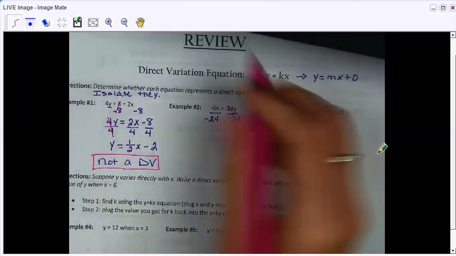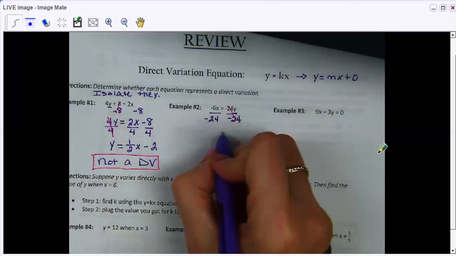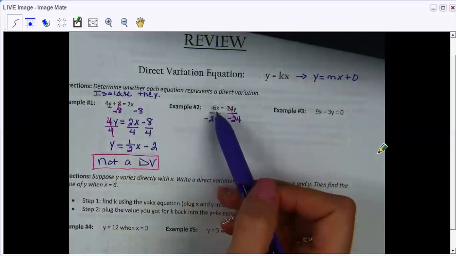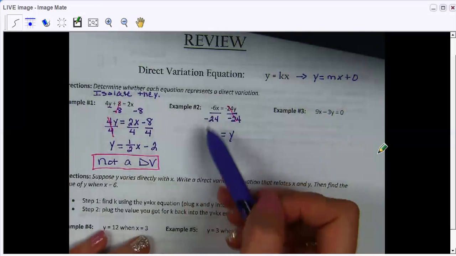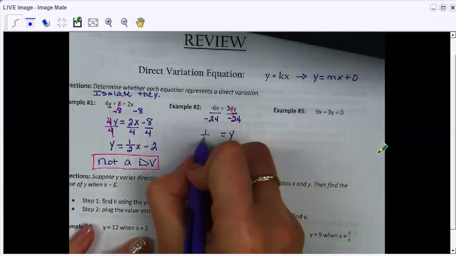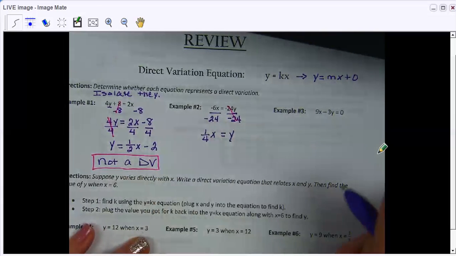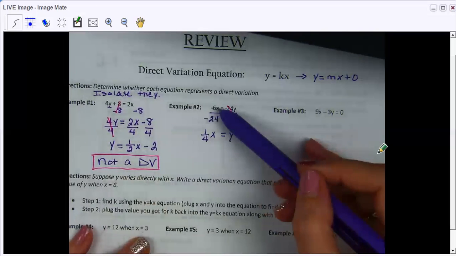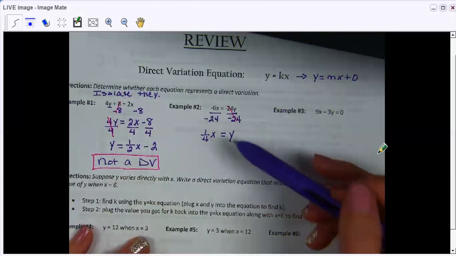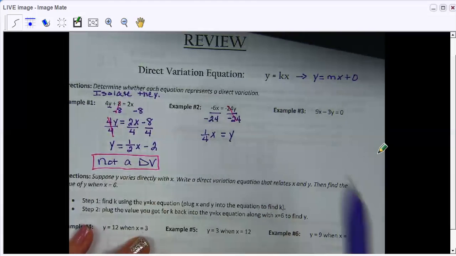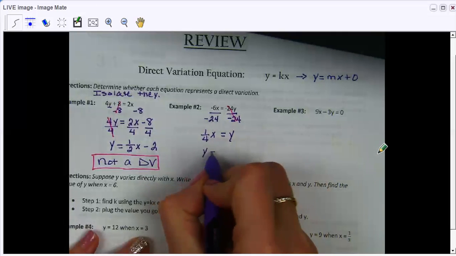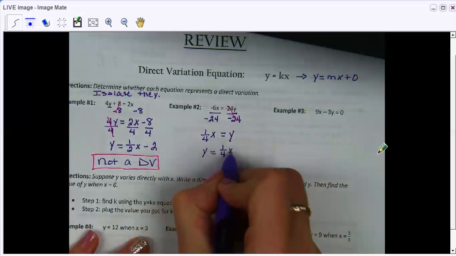And so we get rid of that over here. We've isolated our y. What is -6 and -24 simplified to? 1/4 x. A lot of people want to say 4, but that would be if 24 and 6 are switched. If it was 24 over 6. So 1/4 x. Does this represent a direct variation? Yes, it does. Another way that you could write it is y equals 1/4 x if you wanted to.